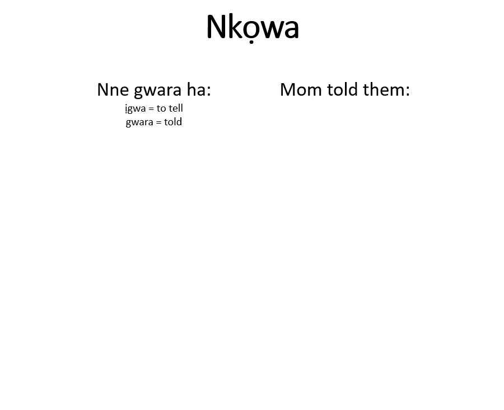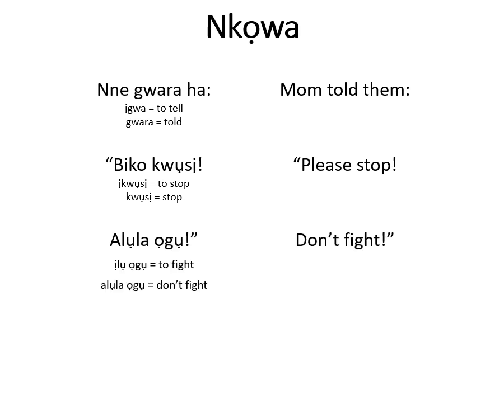What happens next? Nne gwara ha. Mom told them. Igwa is to tell. Gwara is told. Biko kwụsị. Please stop. Ịkwụsị is to stop. Kwụsị is stop. Alụla ọgụ. Don't fight. Ịlụ ọgụ is to fight. Alụla ọgụ is don't fight. So nne gwara ha. Biko kwụsị. Alụla ọgụ.